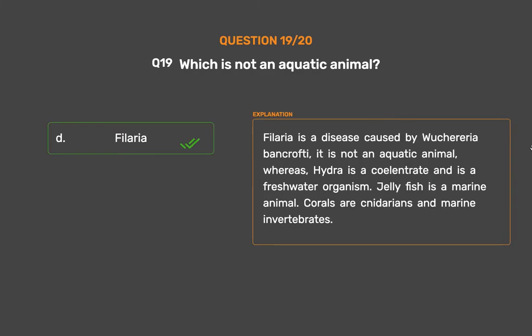Filaria. Filaria is a disease caused by Wuchereria bancrofti. It is not an aquatic animal, whereas Hydra is a coelenterate and is a freshwater organism. Jellyfish is a marine animal. Corals are cnidarians and marine invertebrates.